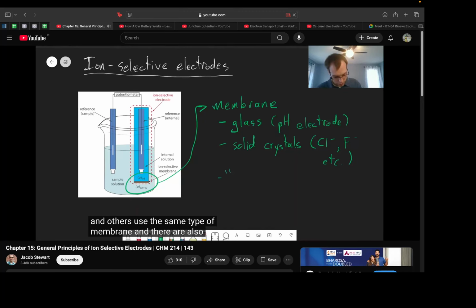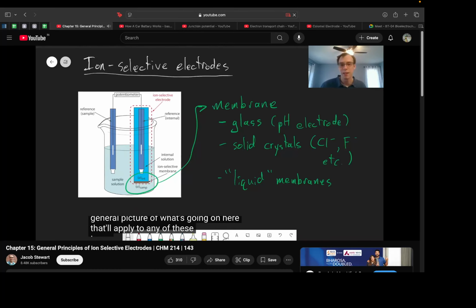And there are also liquid-based membranes. I'll put liquid in quotes because, of course, it's not an actual liquid, because then it would flow off of your electrode. But these liquid-based membranes are another type of ion selective electrode that's used. We'll talk about each of these, but let's talk first of all about the general picture of what's going on here that will apply to any of these types of membranes. The ion selective electrode is made out of two reference electrodes.